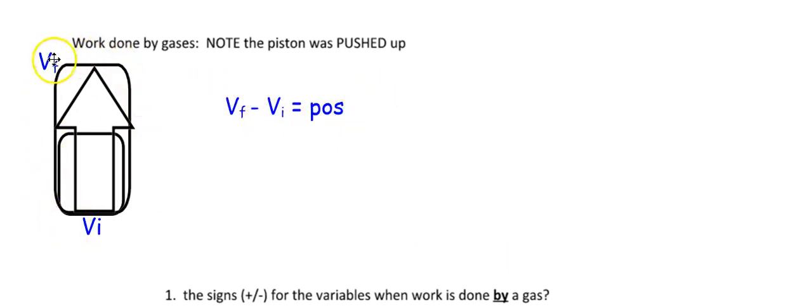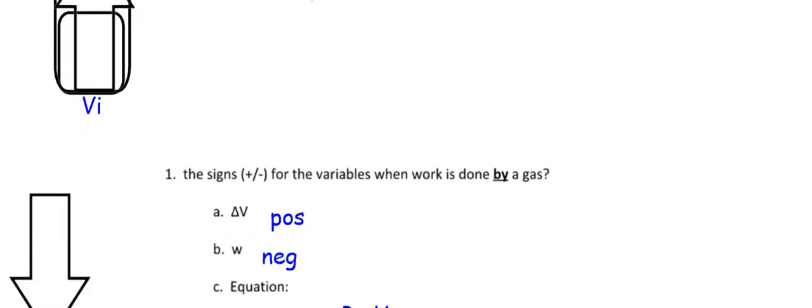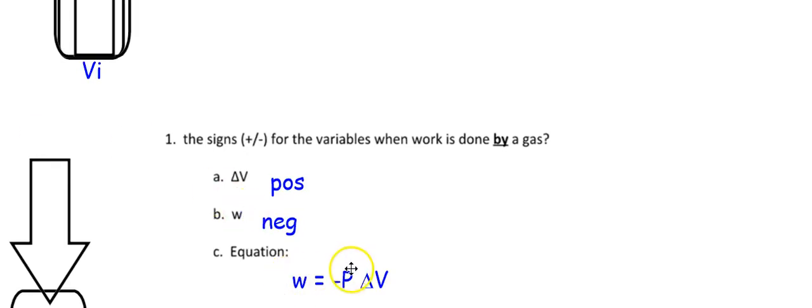So let's say this is 10 liters. My initial was maybe 5 liters. Well, what's 10 minus 5? It's a positive number, isn't it? So a big volume minus a little volume is a positive volume. So what just happened here, delta V is positive, work is negative. So the equation, once again, is work is negative P delta V. If delta V is positive, there's always a negative sign in front that makes work negative.